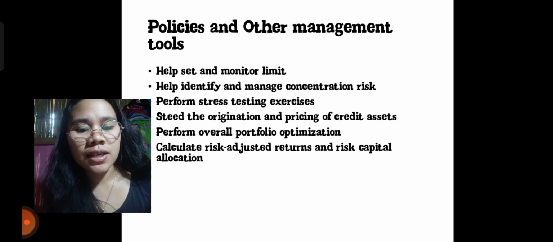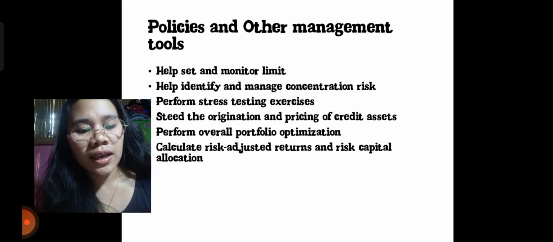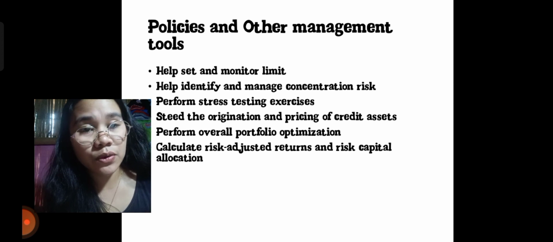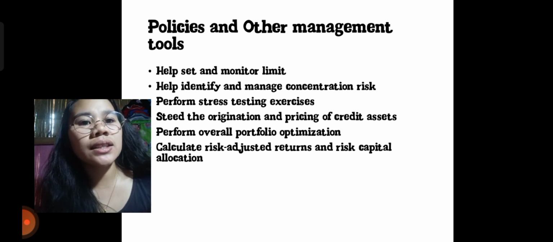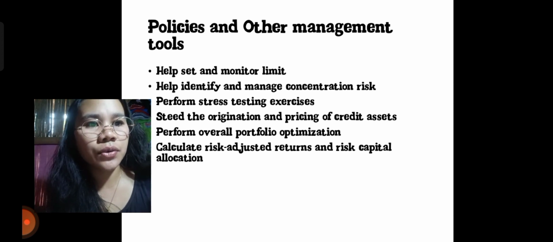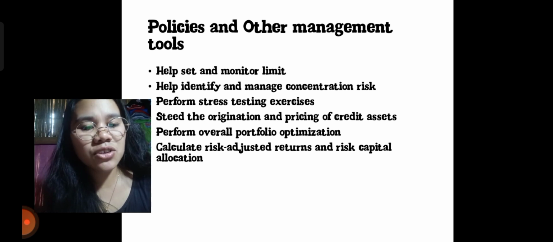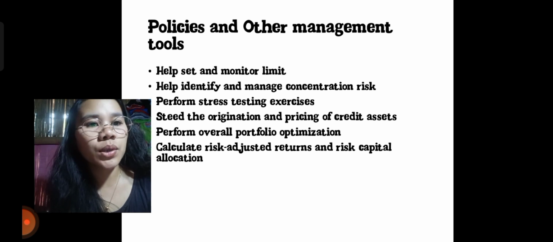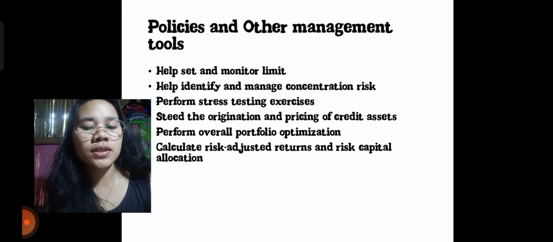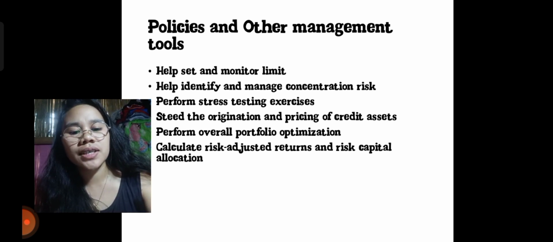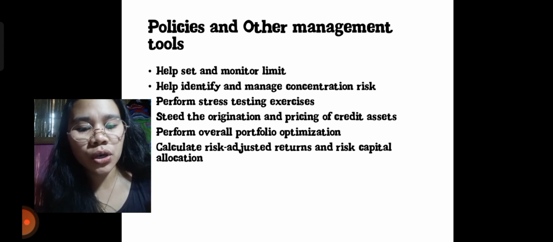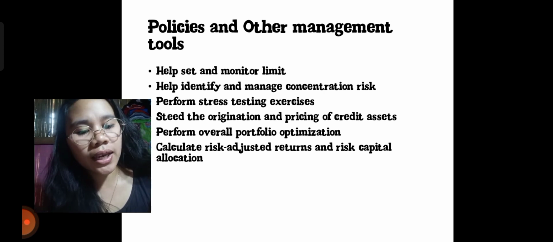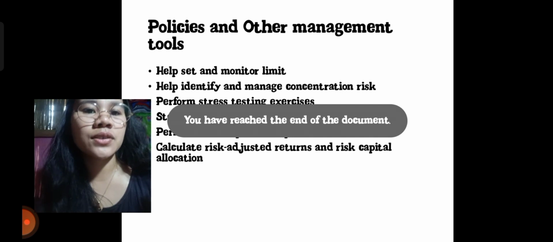Next is perform overall portfolio optimization. Portfolio optimization is when a portfolio minimizes risk for a given return, or maximizes return for a given risk. Last is calculate risk-adjusted returns and risk capital allocation. Risk-adjusted return refers to a calculation of the profit or potential profit. Capital allocation denotes the internal processes by which a financial intermediary decides to apportion or allocate capital to cover its various risks. That's all. Thank you.